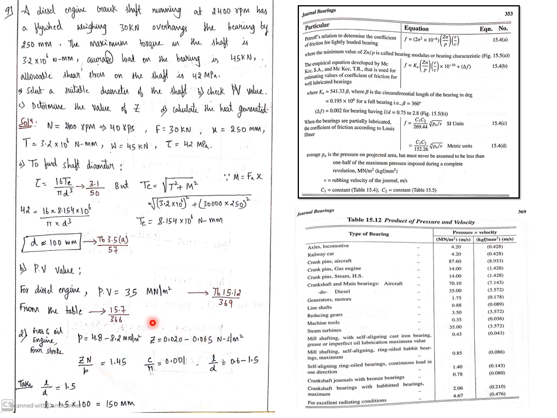So you can see here the tabular column from the data handbook, page number 69, that is pressure and velocity. For diesel engines, PV is equal to 35. Sorry, here, diesel engines, 35. It is pressure into velocity, just a product. So you just take the values here.